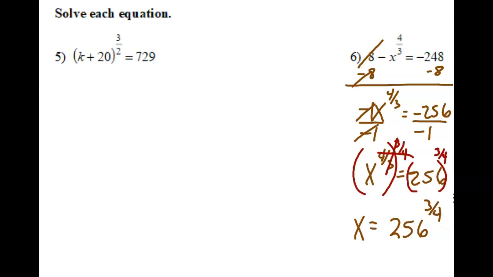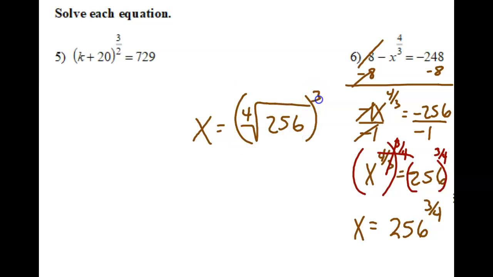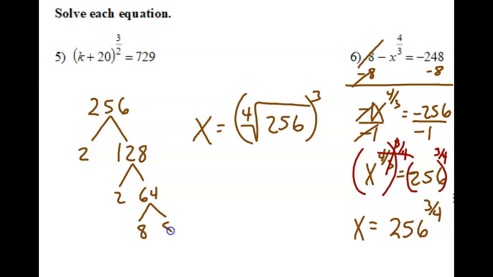All right, and we can simplify that. 256 to the 3/4 power can be rewritten as the 4th root of 256 being raised to the 3rd power. And so we want to find what number multiplies by itself 4 times to make 256, or we could just go about it the longer way where we start breaking it apart. What goes into 256? That's 128, and then 64, and then 8 and 8, and so on.